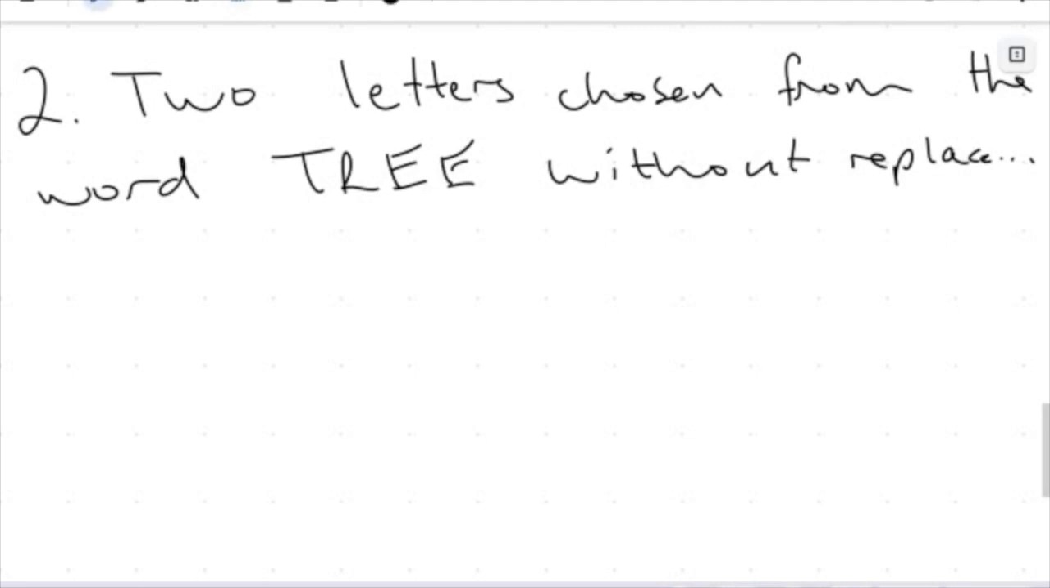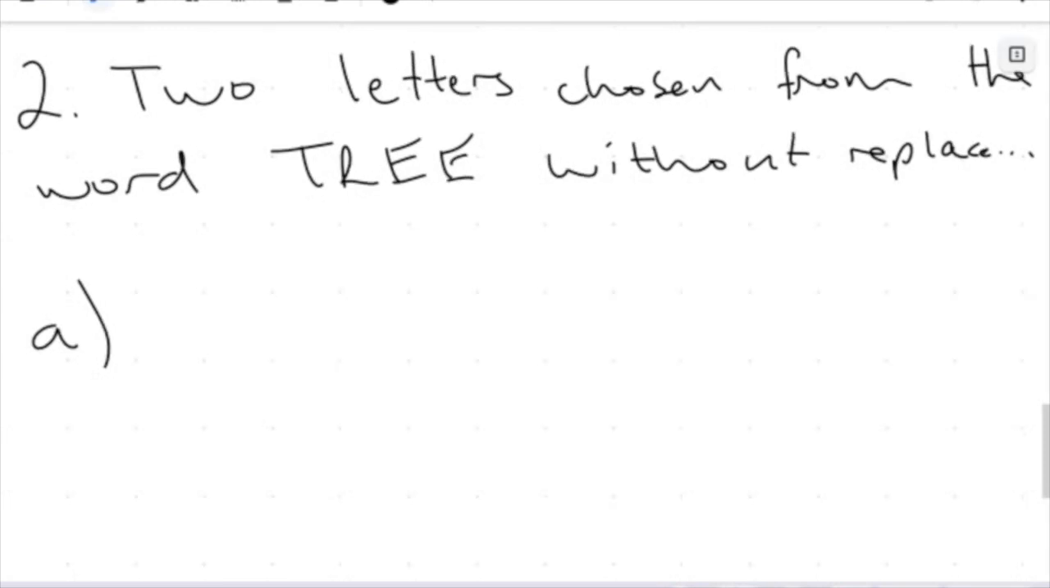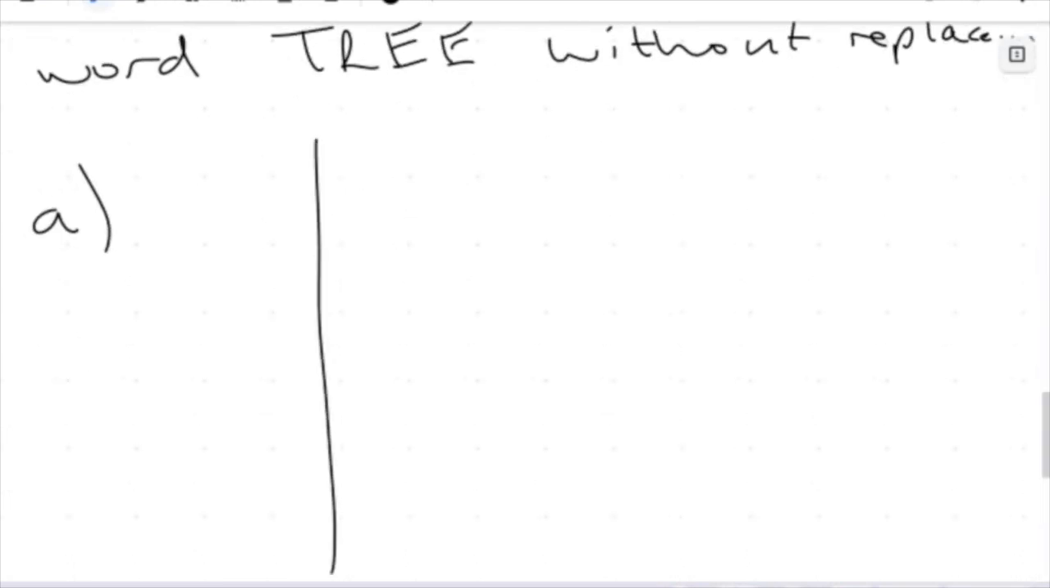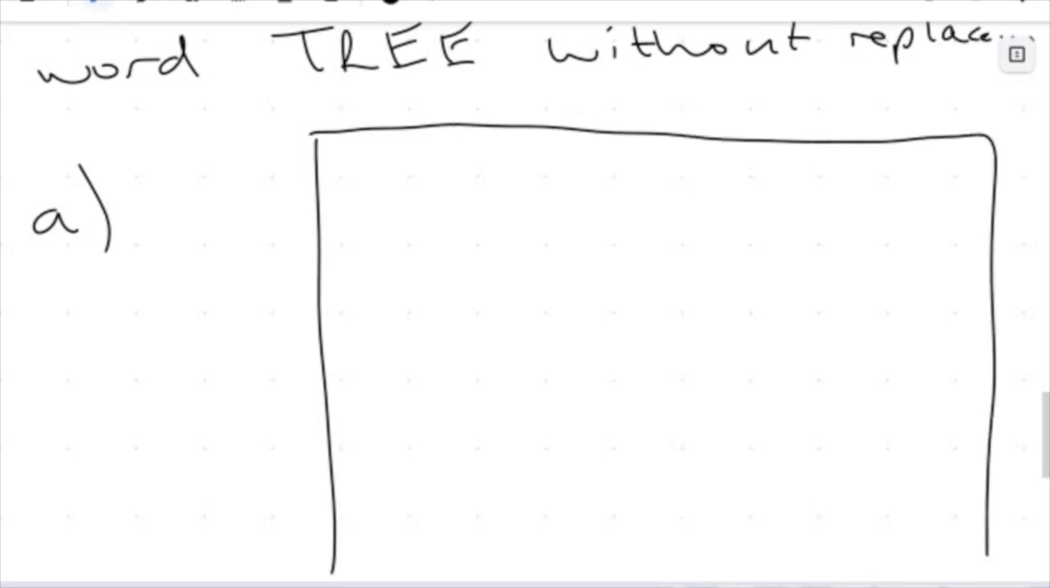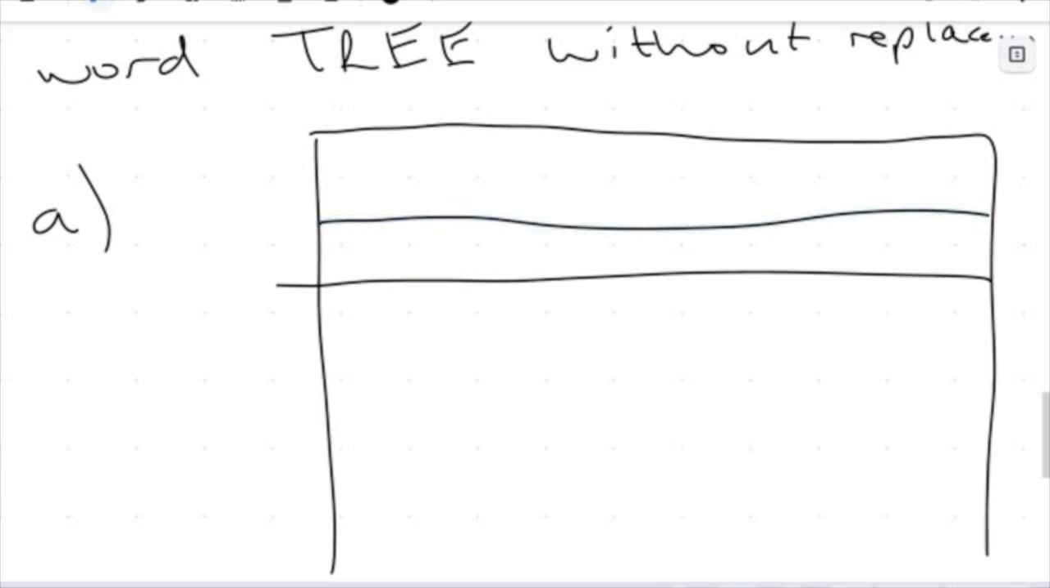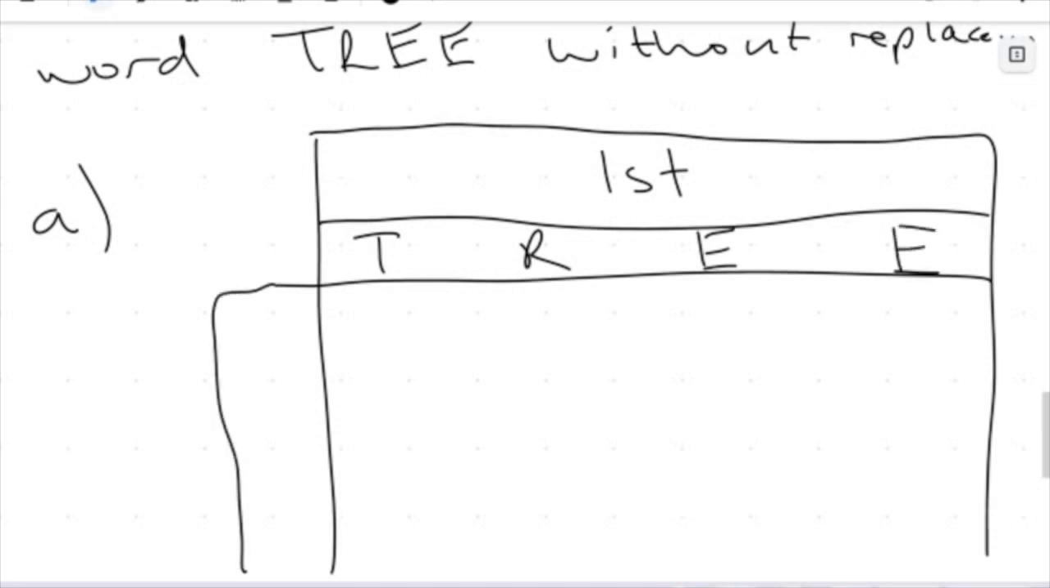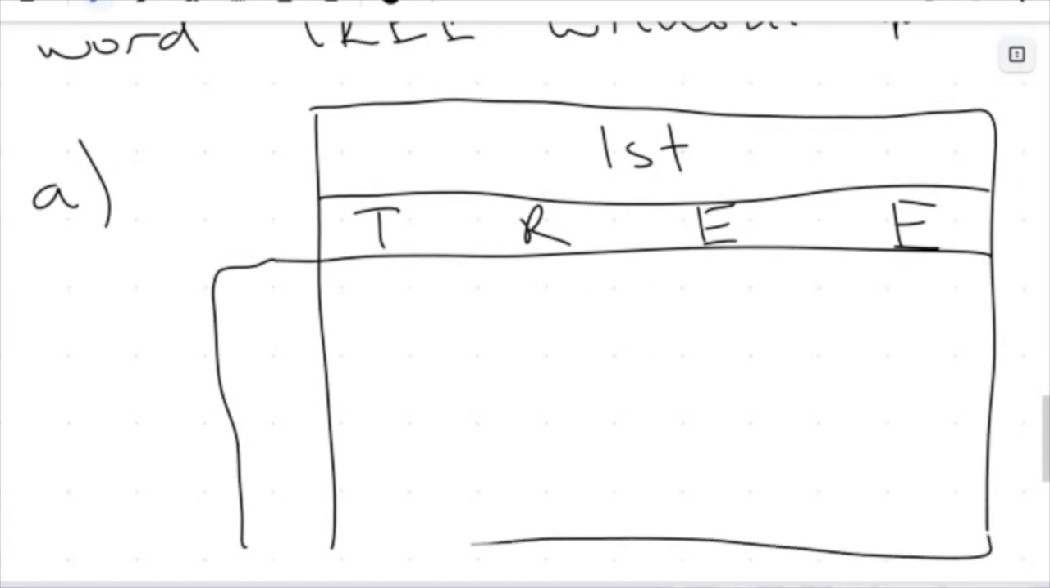So once again, we're going to list all the outcomes from this particular 2-step experiment on a table. So I'm going to draw a nice big one here because this is quite a wordy question. So I have my first letter and I'm going to list all my letters here: T, R, E, E, and I have my other ones here.